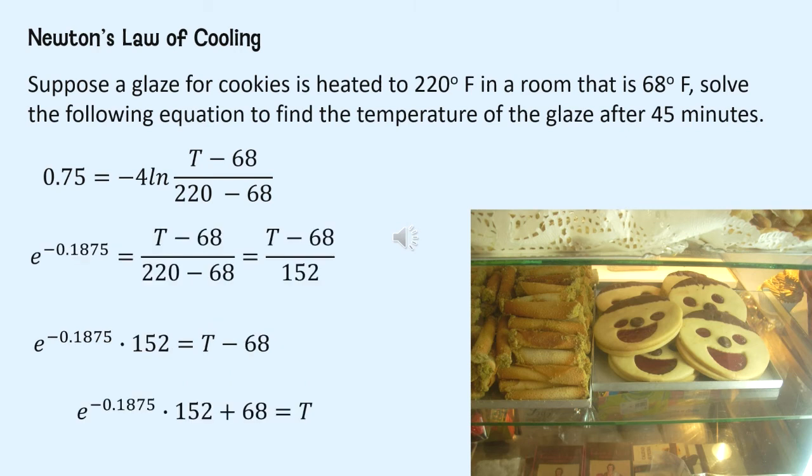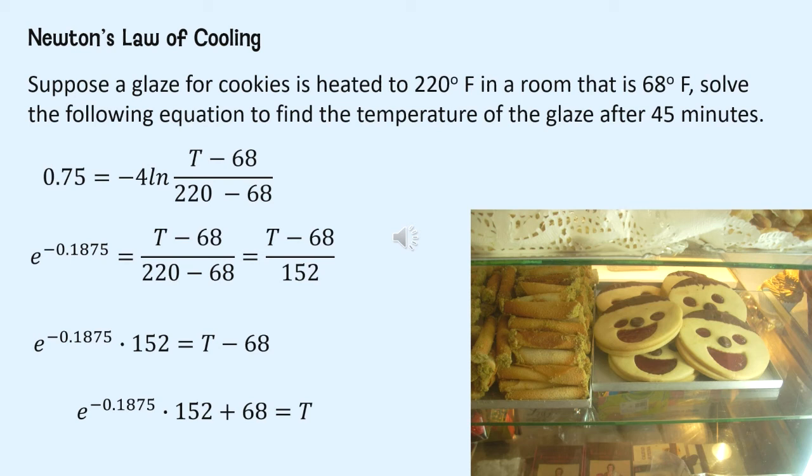We're still trying to solve for our variables. We want to cancel out the division by 152 by multiplying. So e to the negative 0.1875 should get multiplied by the 152 because I need to multiply both sides of the equation by the same thing. And so on the right-hand side, multiplying by 152 cancels the dividing by 152, leaving me with t minus 68. Then lastly, if I add 68, I will cancel the subtraction of 68.